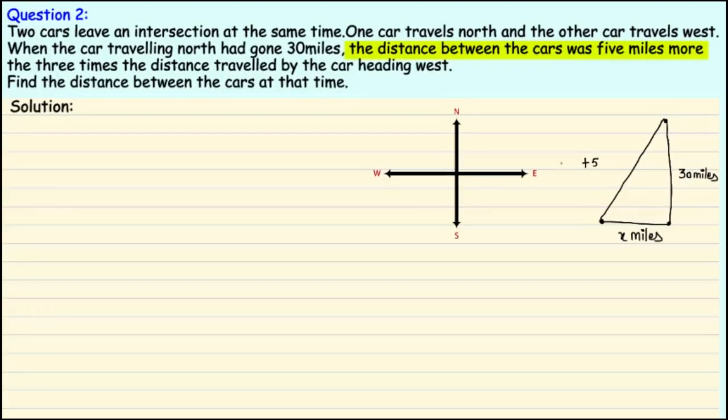5 miles more means plus 5, right? Then the 3 times the distance travelled by the car heading west. Now, what is the distance travelled by the car in the west direction? x miles, right? Now 3 times the distance means we have to multiply the distance by 3, that is 3x. So it will be 3x plus 5.